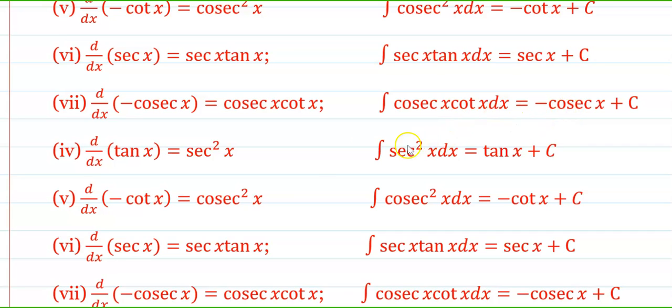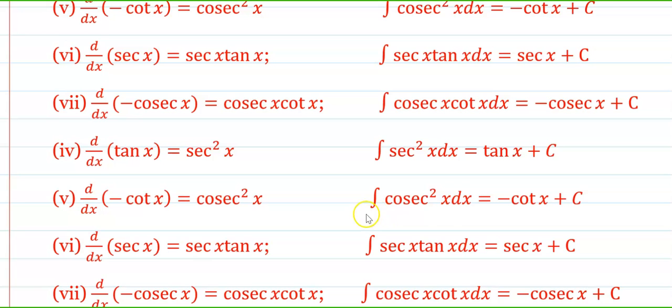Next, integral of sec square x. Again, which is the function whose derivative is sec square x? Then the answer is tan x. The derivative of tan x is sec square x, and hence the integral of sec square x is tan x.